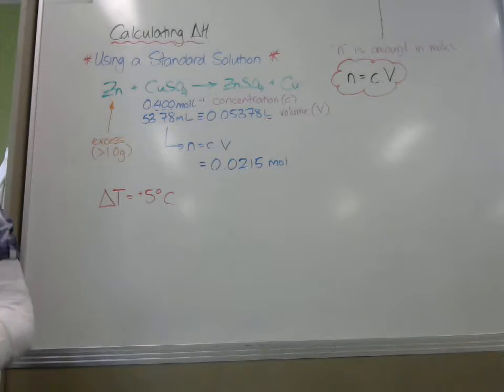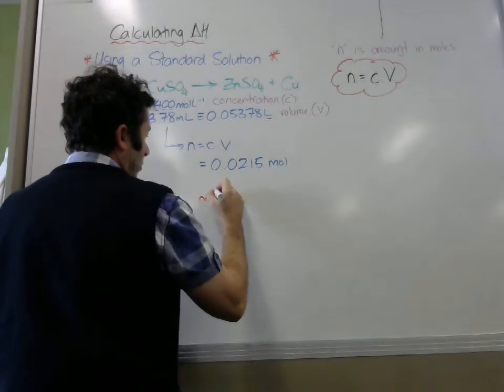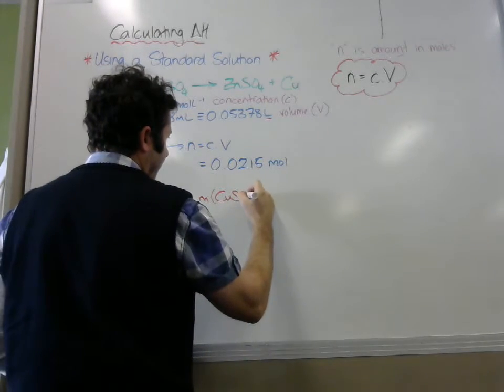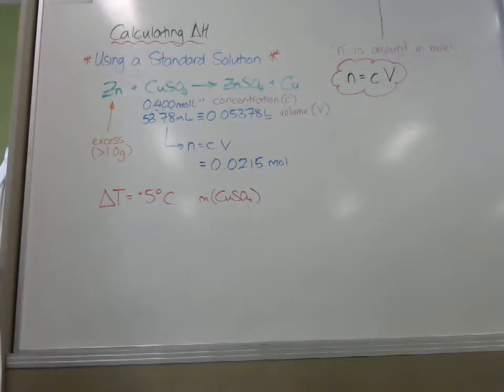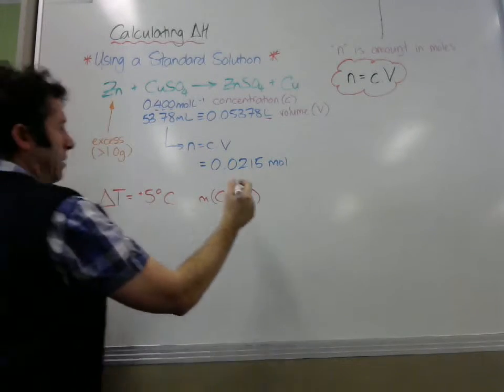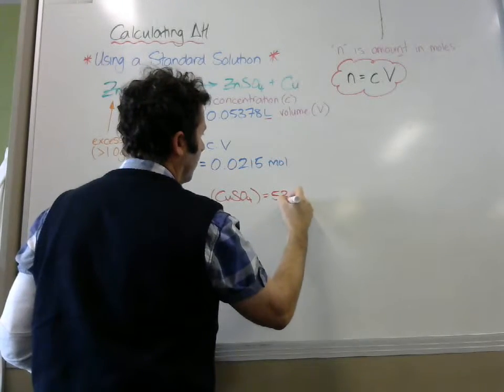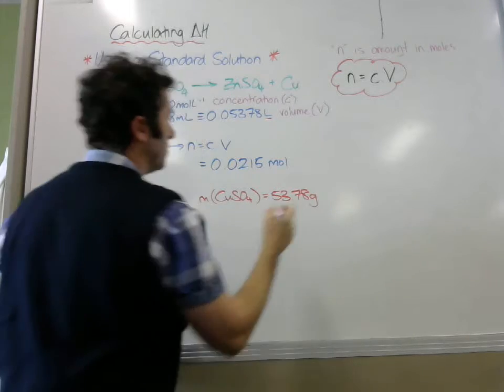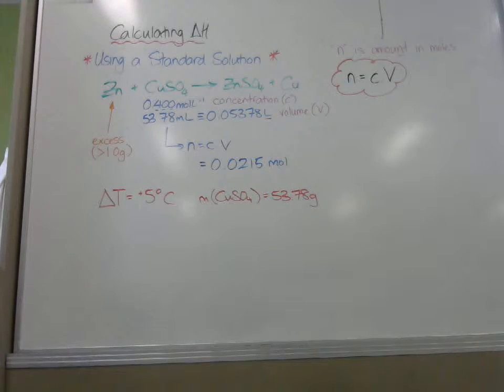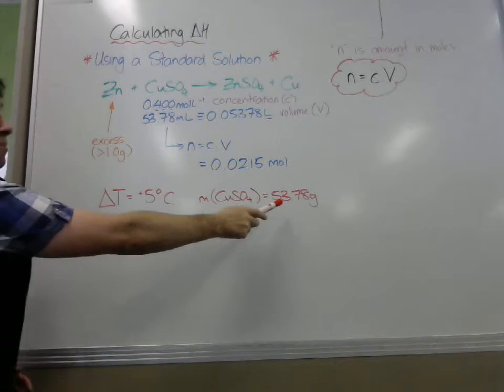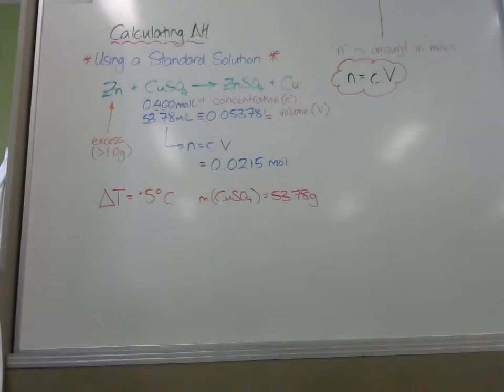We also know that the mass of copper sulfate that we used, okay, so we know its volume and we know its mass, they're the same. 53.78 grams. This is because it's an aqueous solution, so its density is pretty close to 1 gram per mL. So if I know my exact volume, I also know my exact mass. This is why we record it in mL, so that it's got a meaningful unit for this next step.